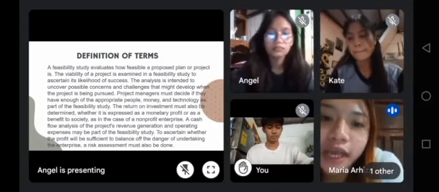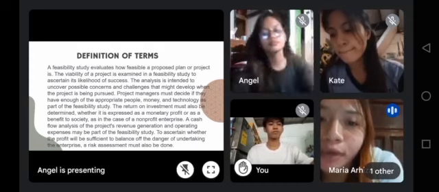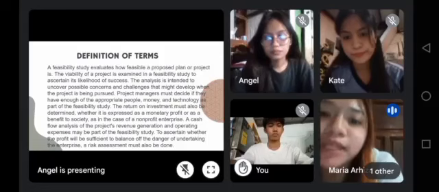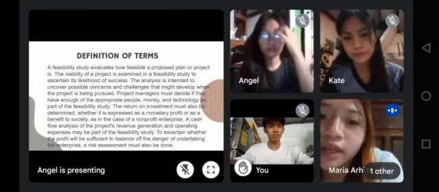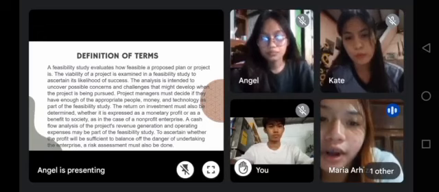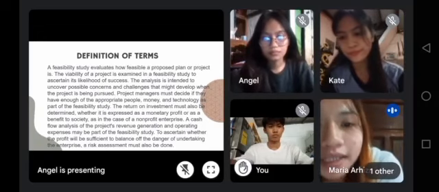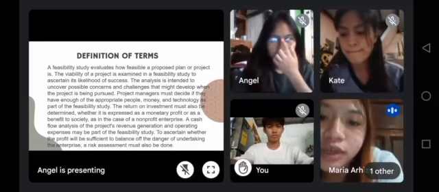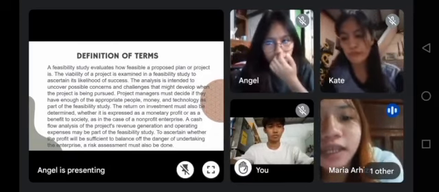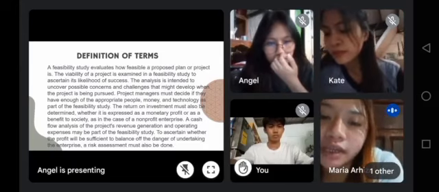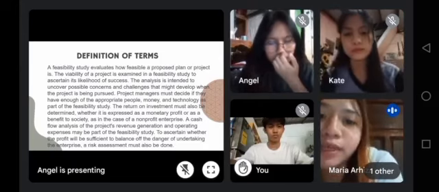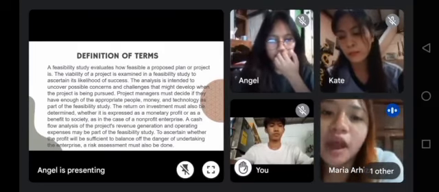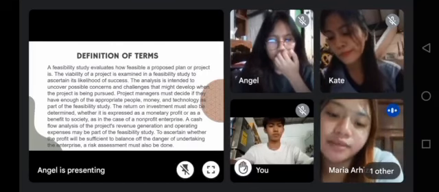Project managers must decide if they have enough of the appropriate people, money, and technology as part of the feasibility study. The return on investment must also be determined, whether it is expressed as a monetary profit or as a benefit to society. As in the case of a non-profit enterprise, a cash flow analysis of the project's revenue generation and operating expenses may be part of the feasibility study. To ascertain whether the profit will be sufficient to balance off the danger of undertaking the enterprise, a risk assessment must also be done.